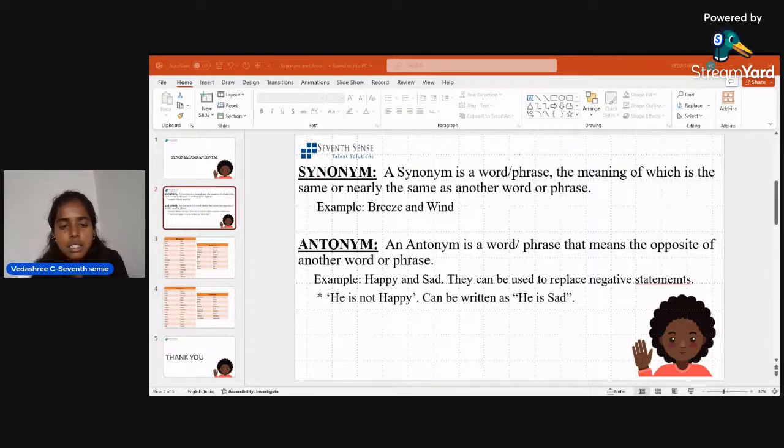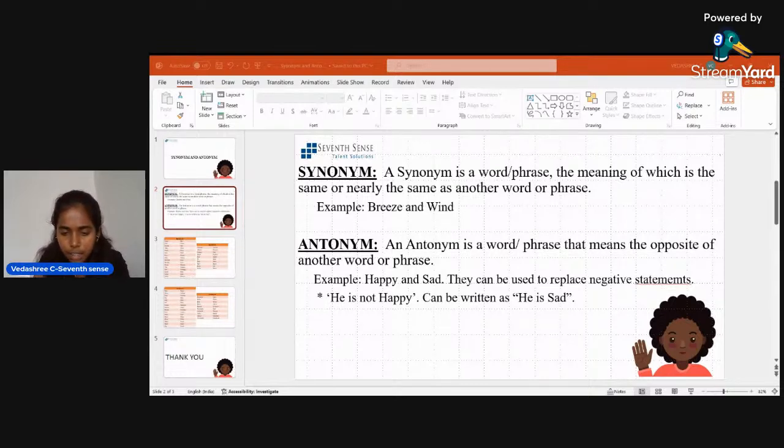So for synonyms, for example, breeze and wind. Both meanings are the same but they are different words, right? So antonyms is nothing but an opposite word. Suppose we take happy as a word, then the antonym or opposite for happy is sad. So synonyms are nothing but similar words, antonyms are nothing but opposite words.